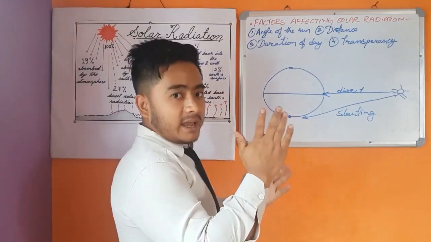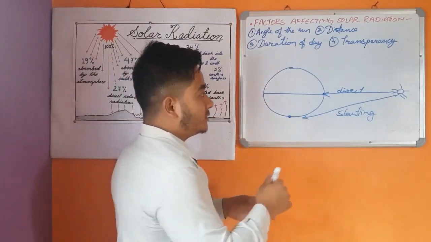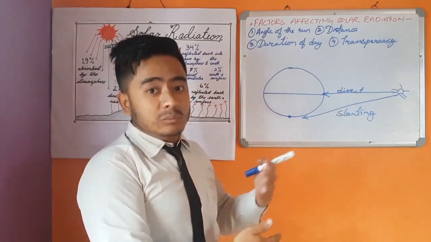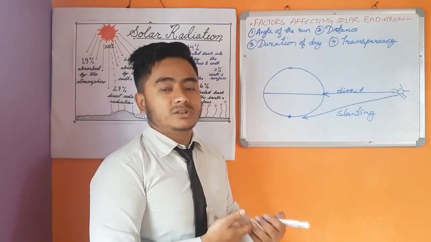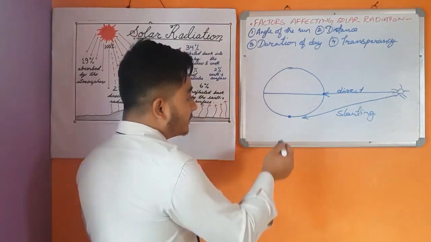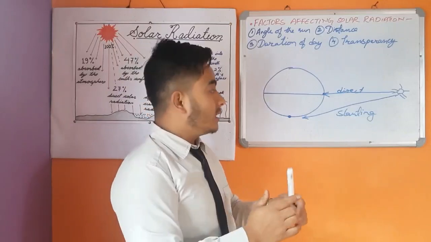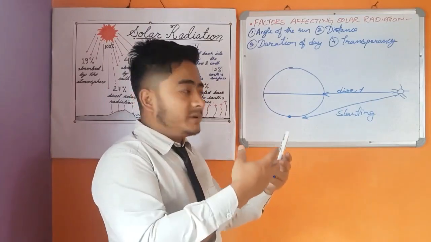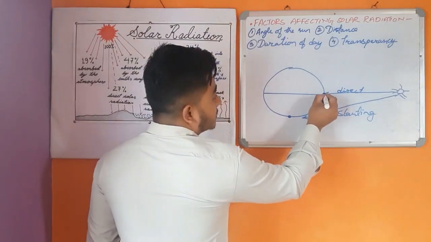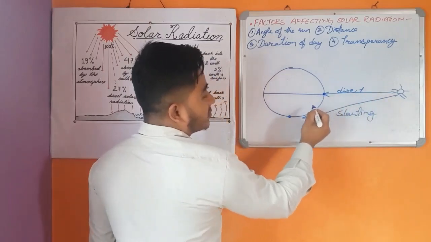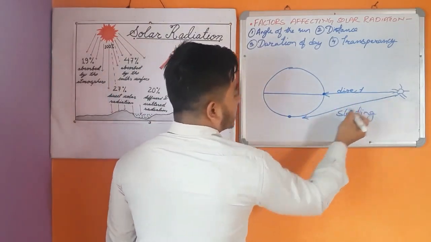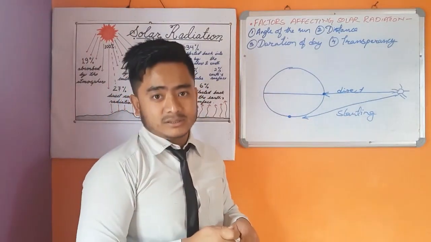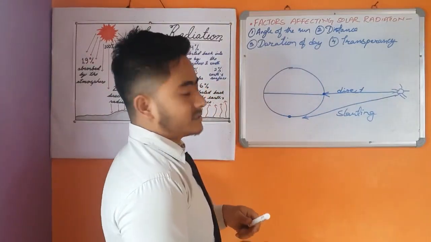So the more straight the angle formed between the sun and the place on the earth's surface, the more the incoming solar radiation or insolation. If the angle is more tilted or slanting, then the amount of insolation will be less. That's why the equatorial region has a greater amount of incoming solar radiation than the polar regions. Why? Due to the angle of the sun.